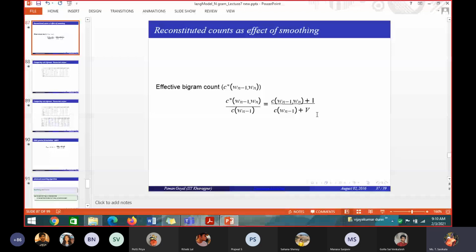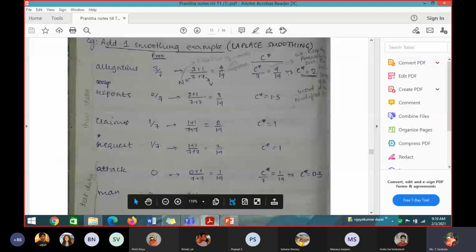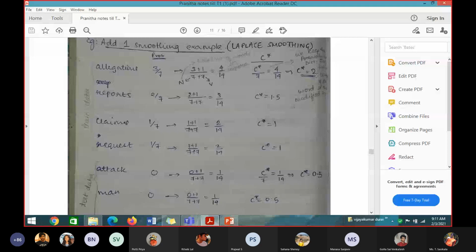Wait, I'll show it here. See, actually I have a count of 3. Now by applying Laplace smoothing, I will be having a count of 2 here. I have stolen 1 from here. Yes or no? Yes, ma'am.